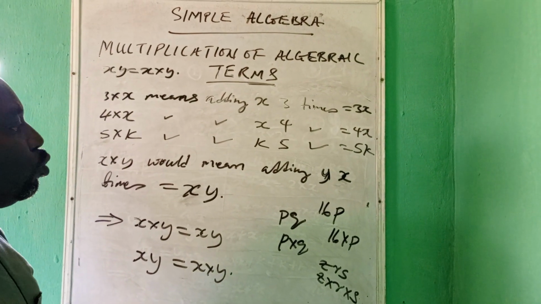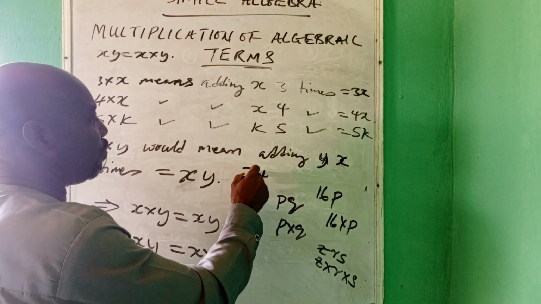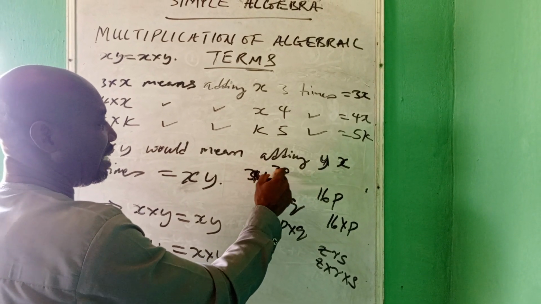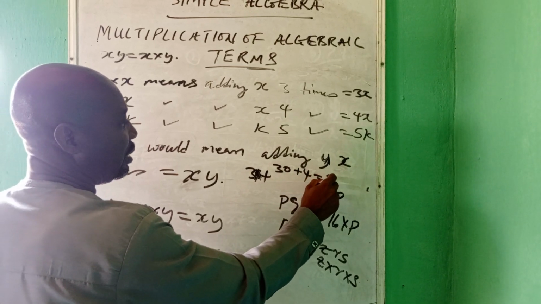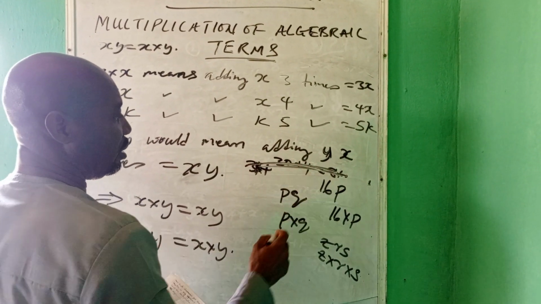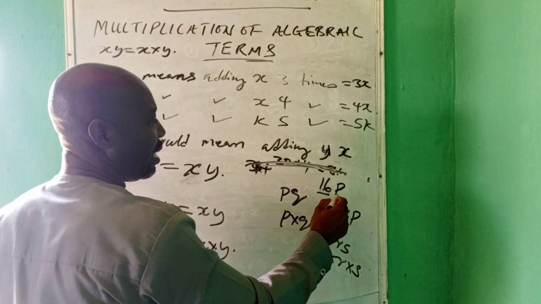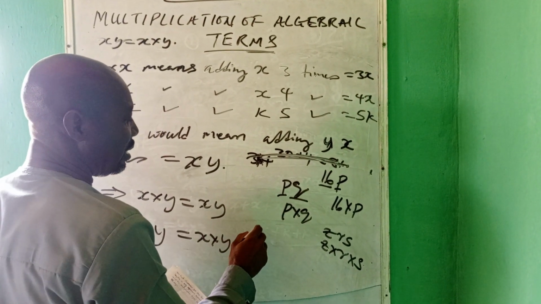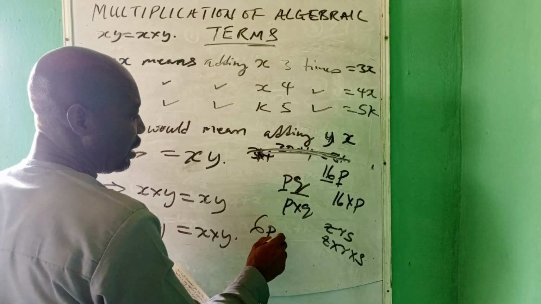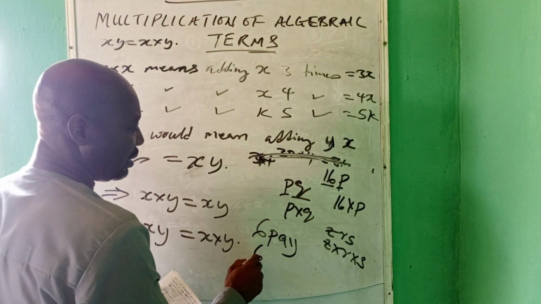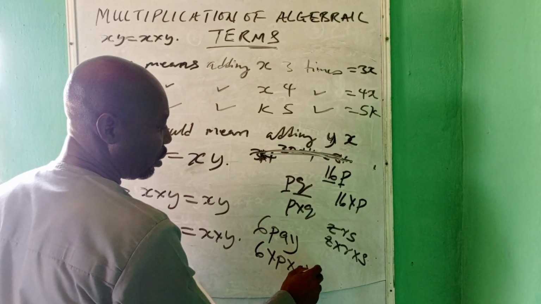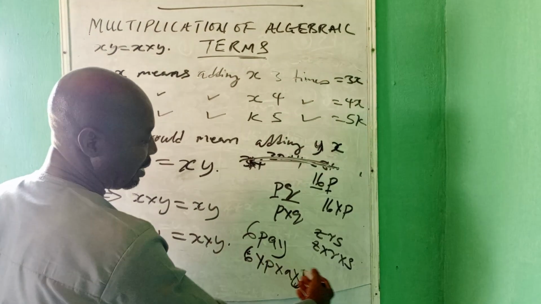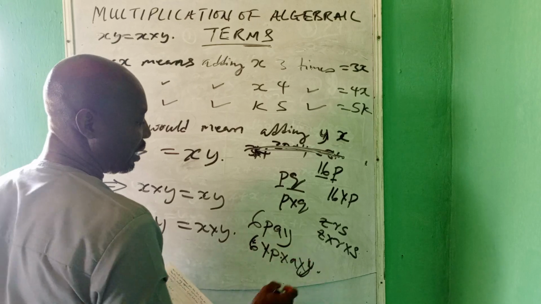But it doesn't go for two numbers like 34. There is no invisible multiplication sign here. This is 3 tens, that is 30, plus 4, which is 34. So it doesn't work for numbers. It only works for a number and a letter, or a letter and a letter, or when they are plenty, like 6pay. It can be 6 times p times a times y. A number may be involved, then letters. There's always a multiplication sign between them.